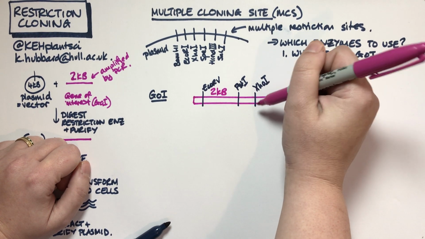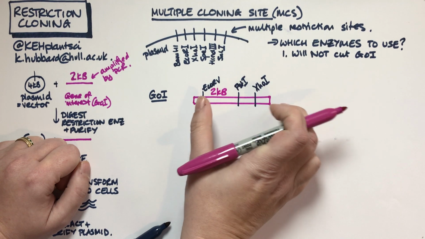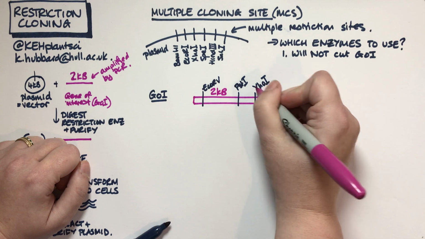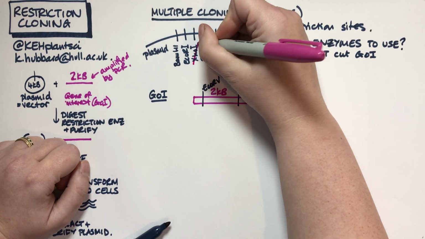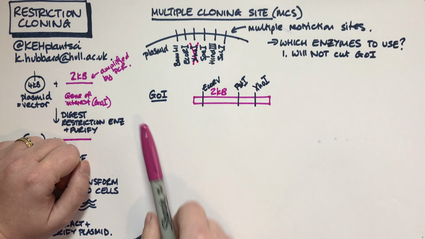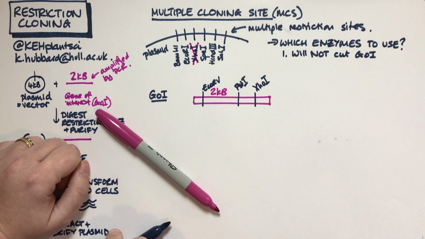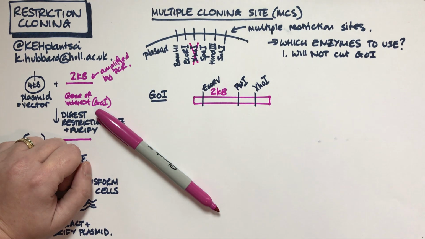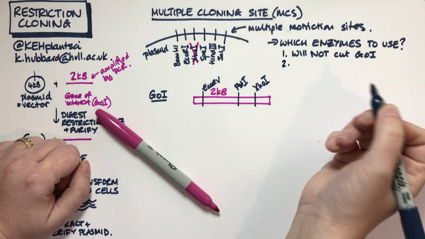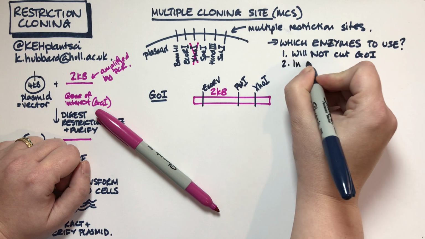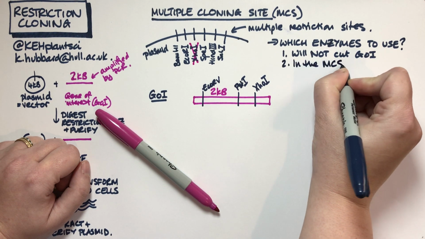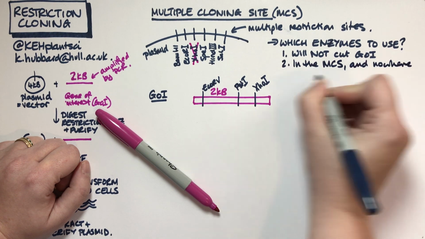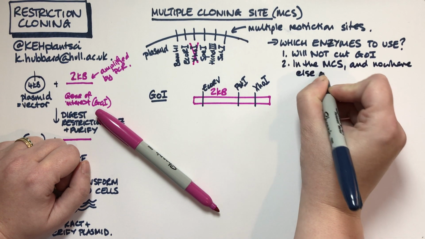those and we digest it, they'll cut my gene of interest up, and then we've not got the whole gene. So we can't use anything that's going to cut inside the gene of interest. So that XhoI there means that I can't use XhoI in my multiple cloning site. That's already been excluded for me because it's in my gene of interest. The enzyme should be in the multiple cloning site and nowhere else in the plasmid.